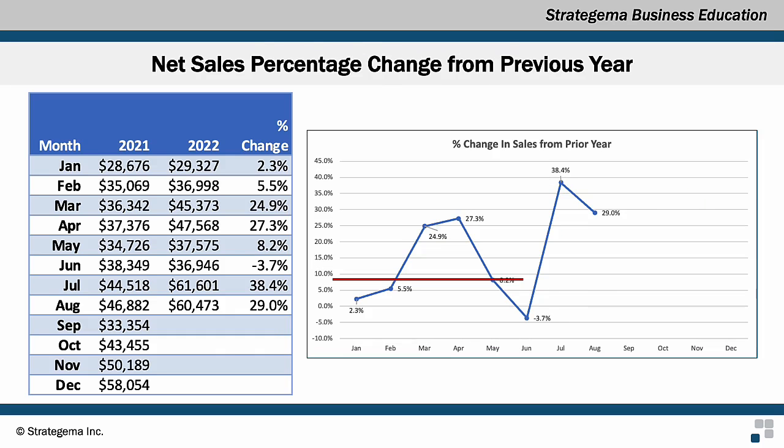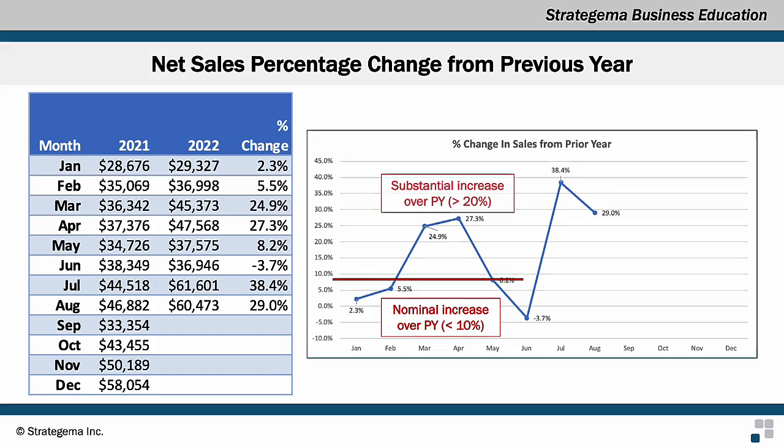Another useful KPI is the percentage change in sales from the previous year. So in January, for example, we see that 2022 net sales were 2.3% higher than 2021. March and April were particularly robust, coming in at 25% and 27% over last year respectively. But then May and June dropped, with June being lower than 2021.